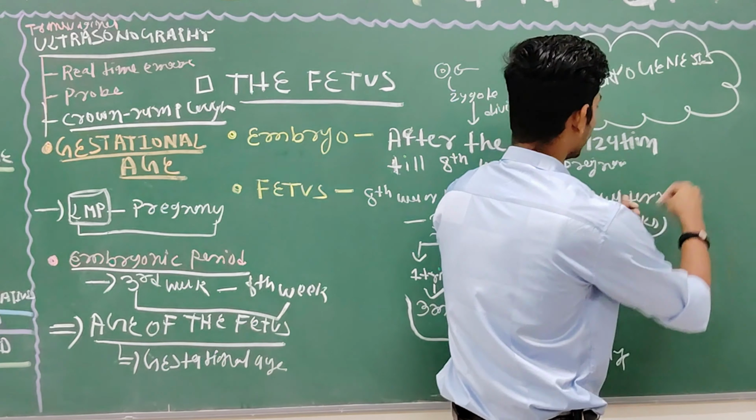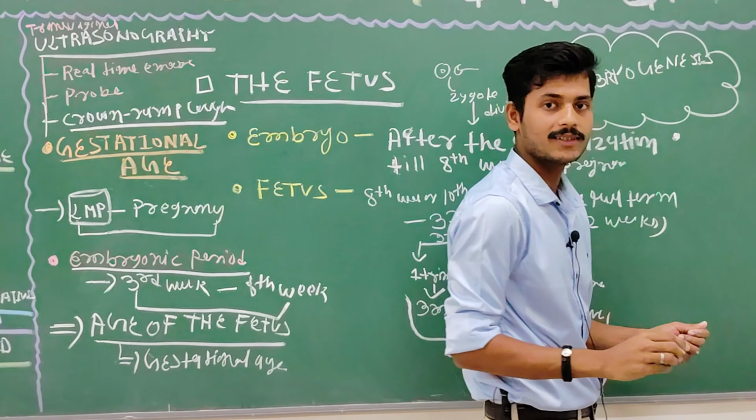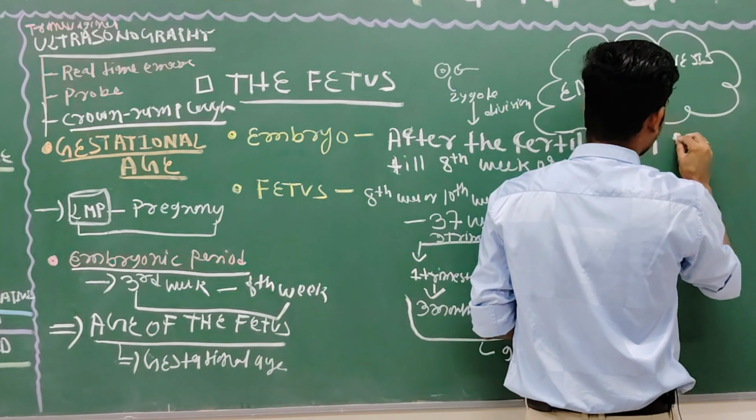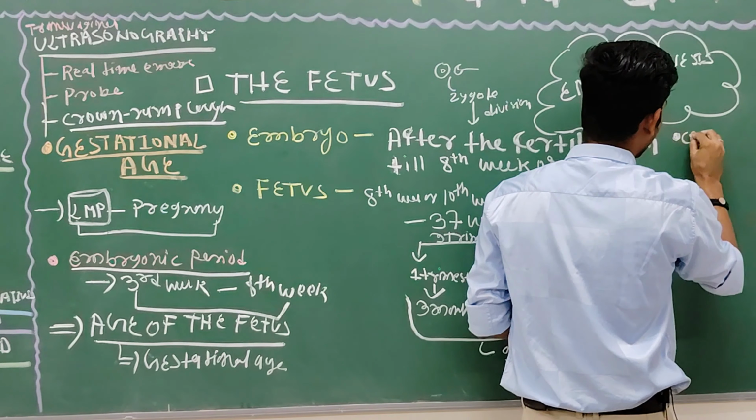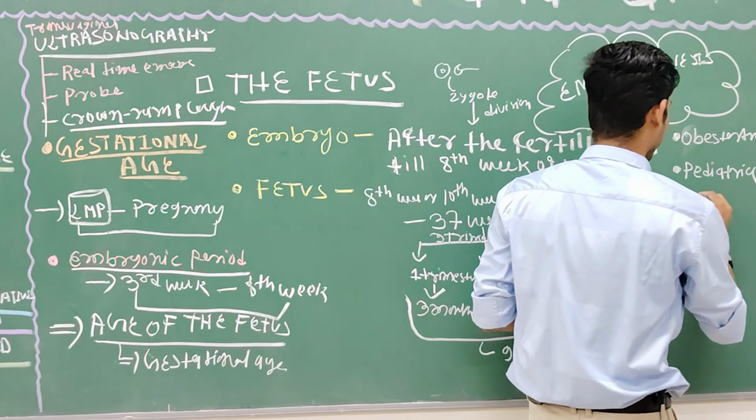Come here. We have three branches in medicine. The first branch is called obstetrics. OBG pronunciation is a bit difficult for me, it is called obstetrics. Another branch we have is called pediatrics, and another branch in medicine we have is gynecology.